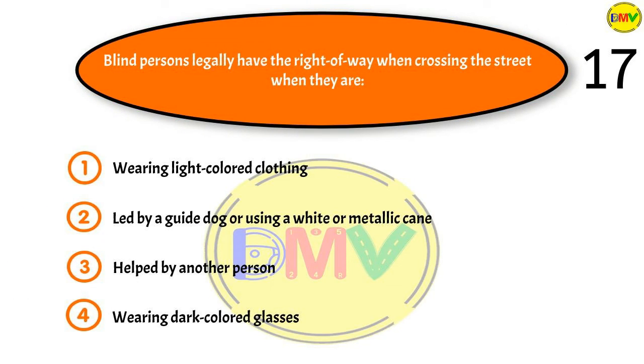The question 17. Blind persons legally have the right of way when crossing the street when they are 1. Wearing light-colored clothing, 2. Led by a guide dog or using a white or metallic cane, 3. Helped by another person, 4. Wearing dark-colored glasses.